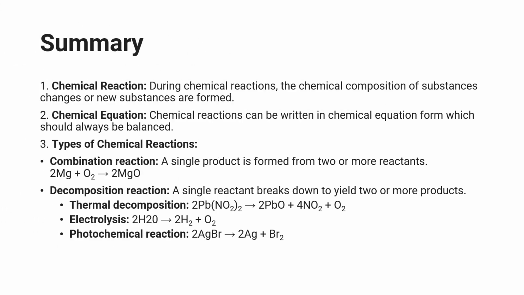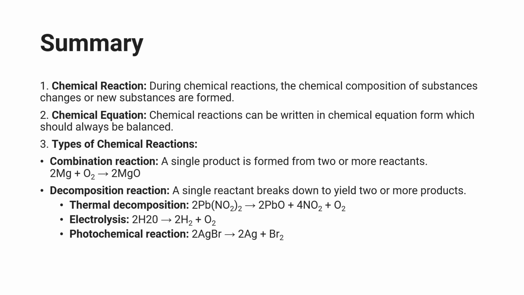Let's look at the summary of this chapter. Chemical reaction. During a chemical reaction, the chemical composition of substances changes or new substances are formed. Chemical reactions can be written in chemical equation form, which should always be balanced. Types of chemical reactions. Combination reaction: a single product is formed from two or more reactants. 2Mg plus O2 gives 2MgO. Decomposition reaction: a single reactant breaks down to yield two or more products.